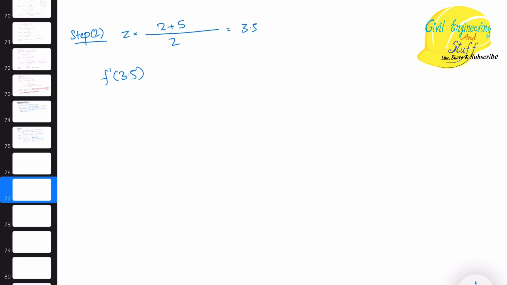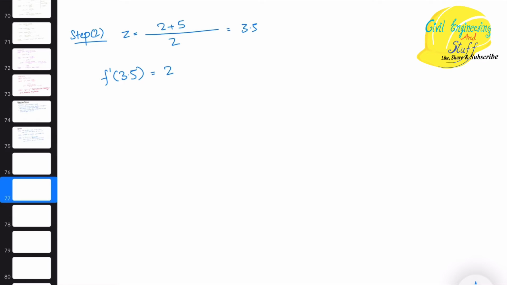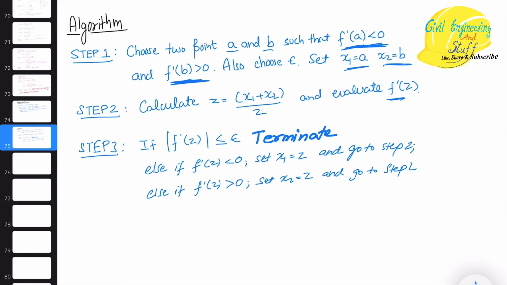Putting the values in equation number 1, this will be 2 into 3.5 minus 54 divided by 3.5 square. So solve it and see what is the value. On solving it, you will observe the value is 2.592. Again, I am hoping your calculator is fixed to 3 decimal places. If not, fix it to 3 decimal places so that we can have homogeneity in our answer. So f dash of 3.5 is 2.592. This completes our step number 2.